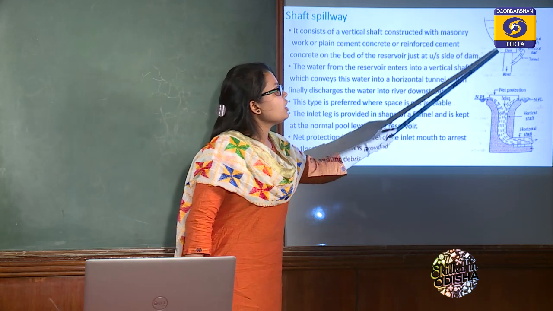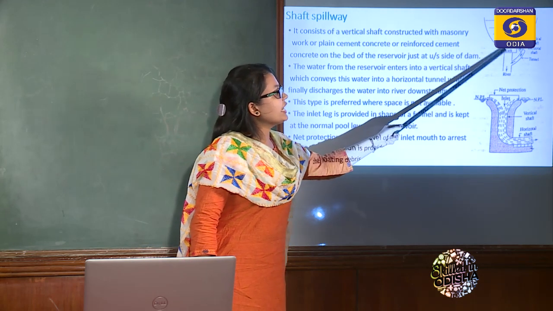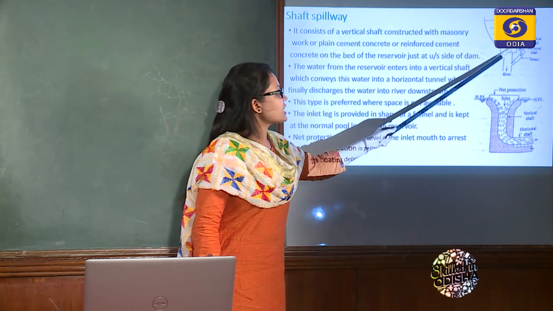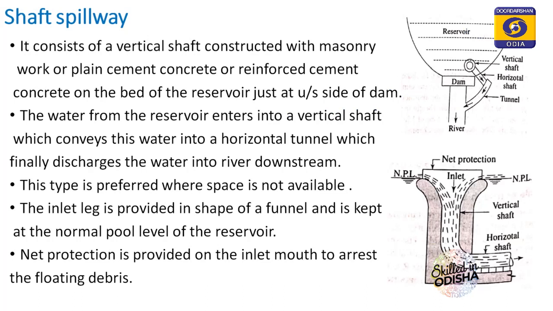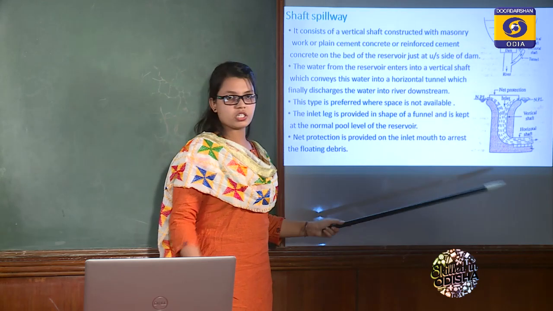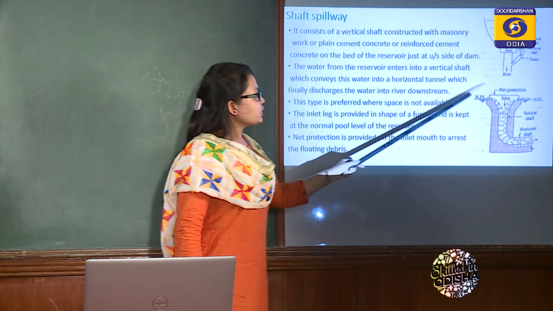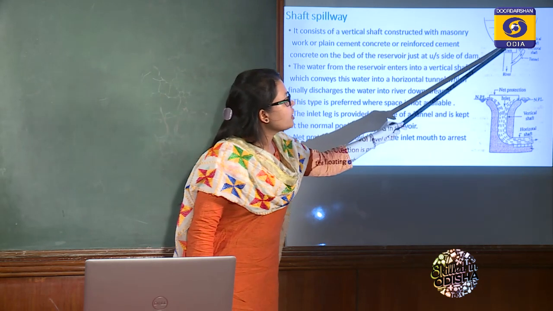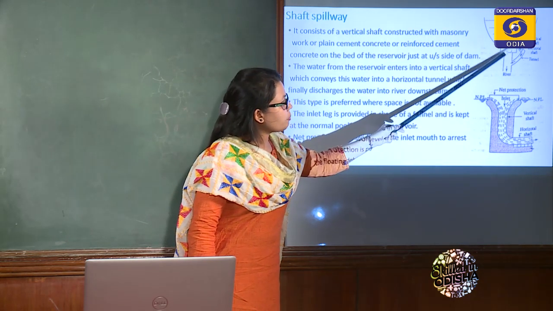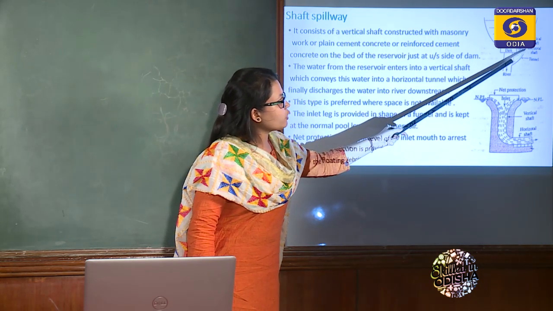So here we construct the vertical shaft. This is the inlet mouth of the vertical shaft, which is conical in shape or funnel shaped. Then water will enter through it and it is directed to this vertical shaft. Then again it will be connected with the horizontal shaft.